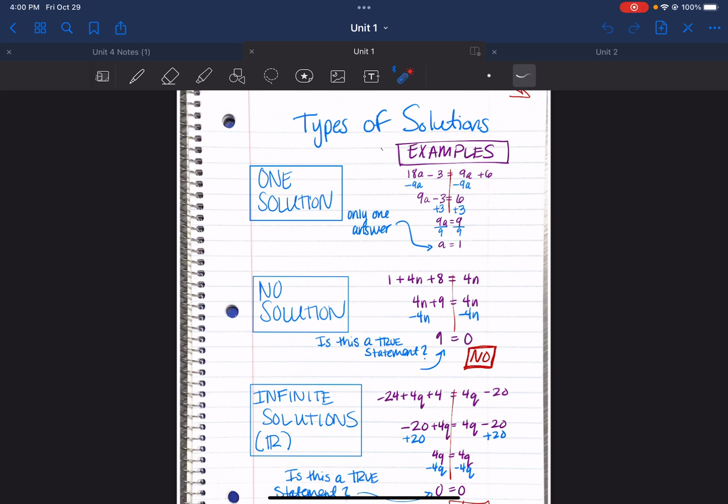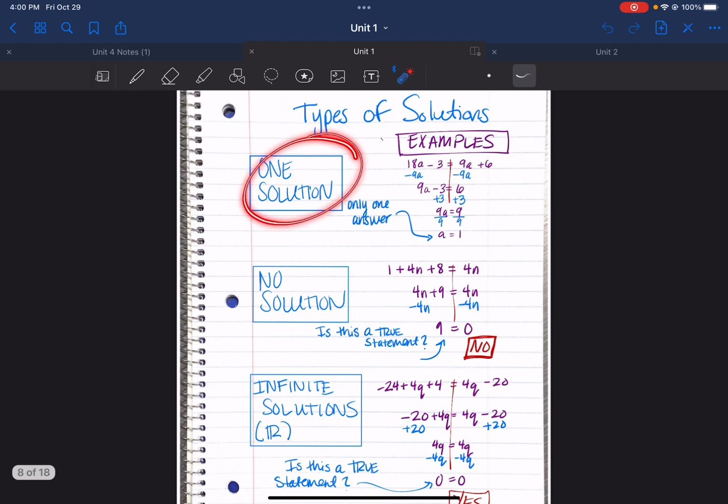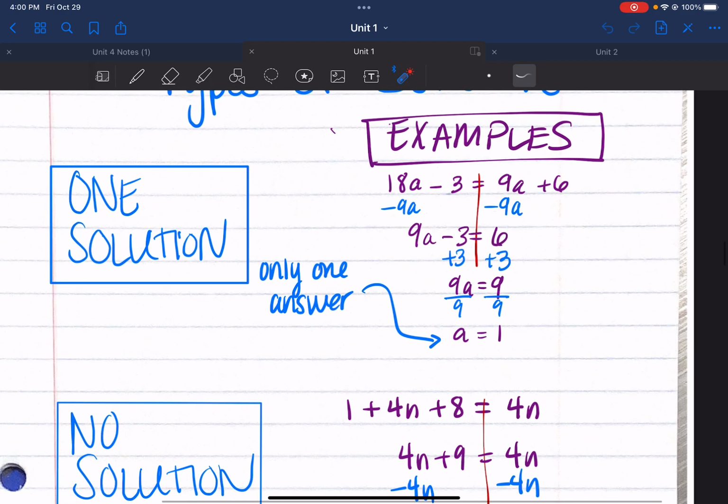Remember, we have 3 types of solutions. We have one solution, we have no solution, or we have infinite solutions. Now I want to refresh your mind. Remember, when we have these 2 equations, when we're solving for this, and I do my math and I have a letter equal a number, that's when we have one solution. A letter equals a number, and it's only one answer.